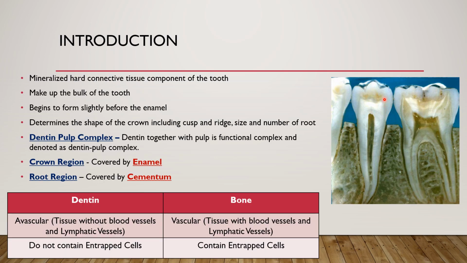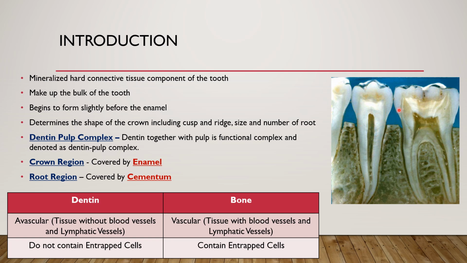Now, dentin is a mineralized hard connective tissue component of the teeth. Teeth consist of hard and soft tissue, and dentin comes under hard connective tissue. It forms the main bulk of the tooth. As you can see in this diagrammatic representation of a molar and premolar, this is the dentin, and you can make out that dentin forms the bulk of the tooth.